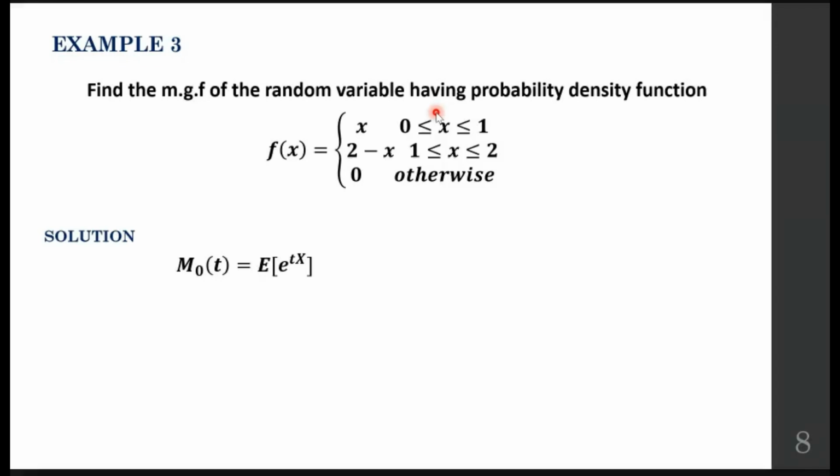As we are given a continuous random variable because x is varying between 0 and 1 and 1 and 2. It's not taking only the values 0, 1 and 2. It is taking all the values between 0 and 1 and 1 and 2. So which means it is a continuous random variable. So we will have the integration of e raised to tx into f of x dx.